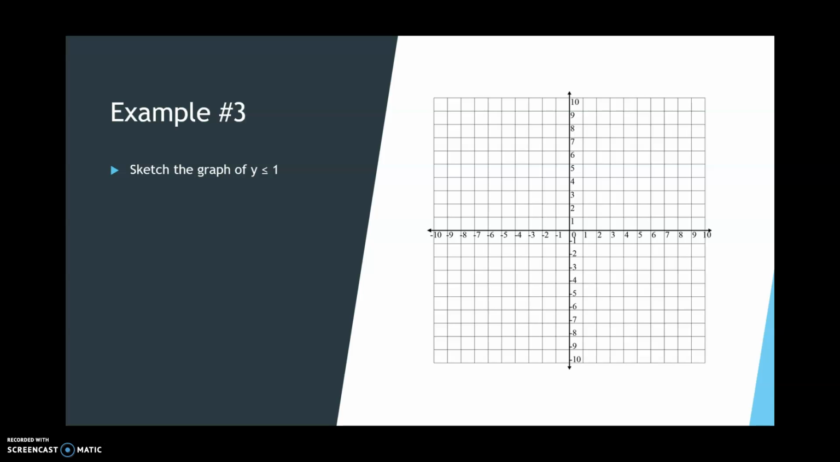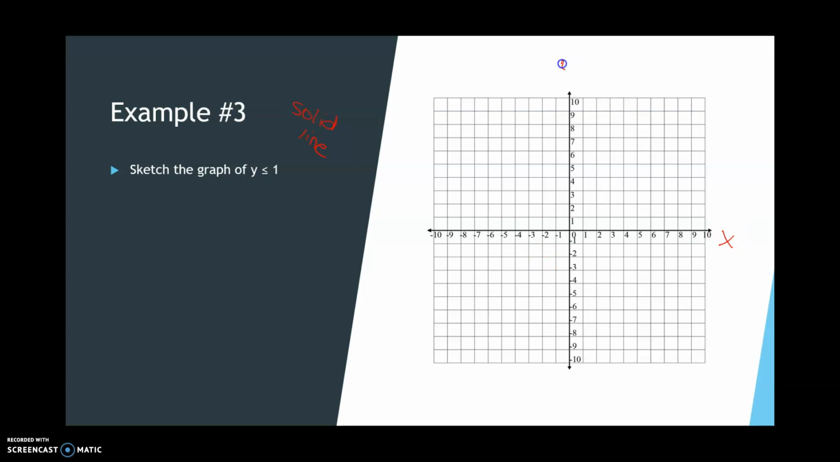Example number 3, we are going to sketch a graph of y is less than or equal to 1. Notice the inequality symbol here is a little bit different. It's less than or equal to, so it's including that number. So this is going to be a solid line. So we're going to go to the graph here.